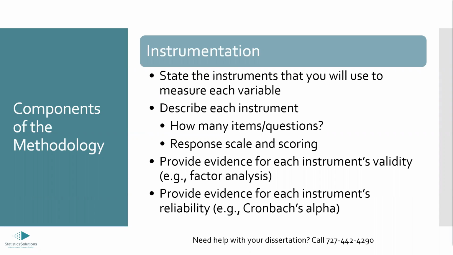So in this section, you'll want to state the instrument that you're using to measure each variable. So each variable should have an instrument that measures it. And for each instrument, you will want to describe the details of that instrument. So again, if it's a survey instrument, how many items or questions does it have? So maybe you're measuring depression with a 10 item or 10 question instrument.